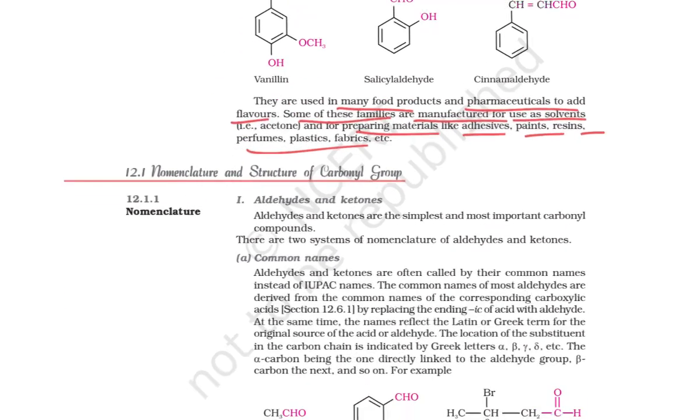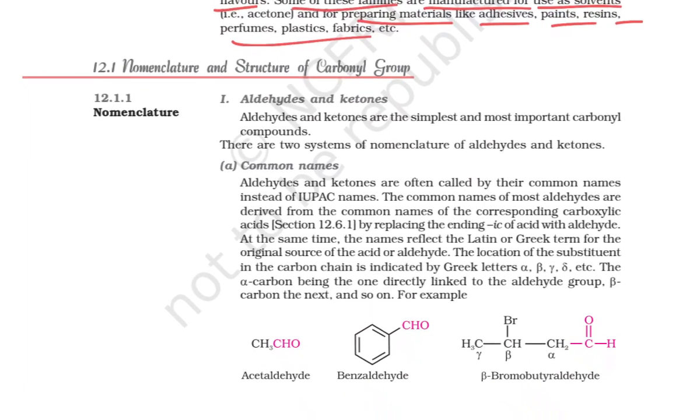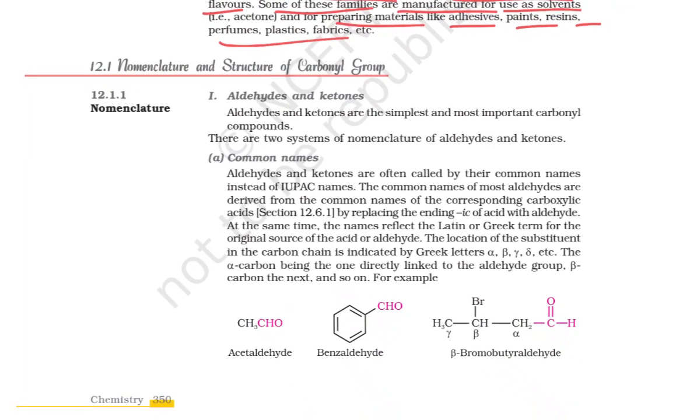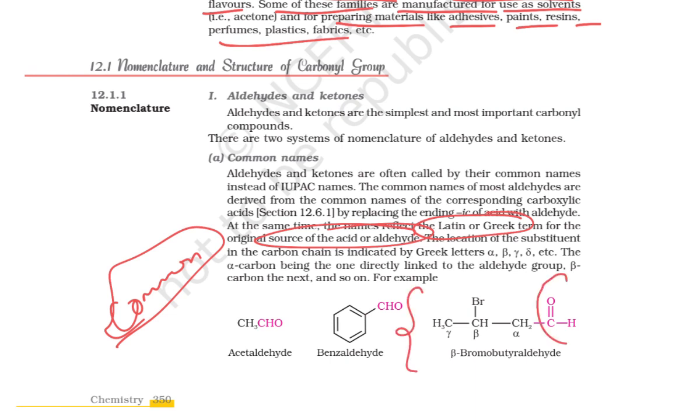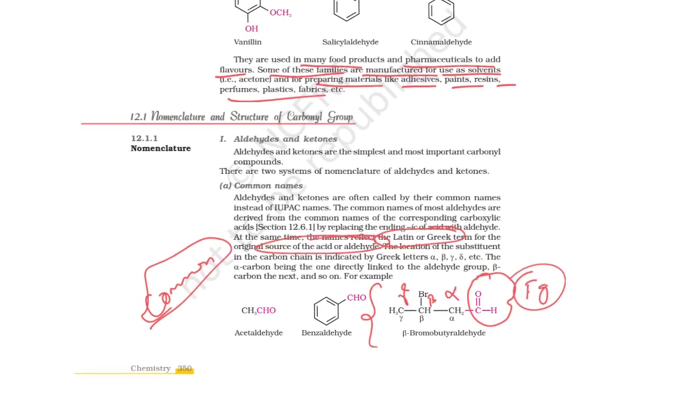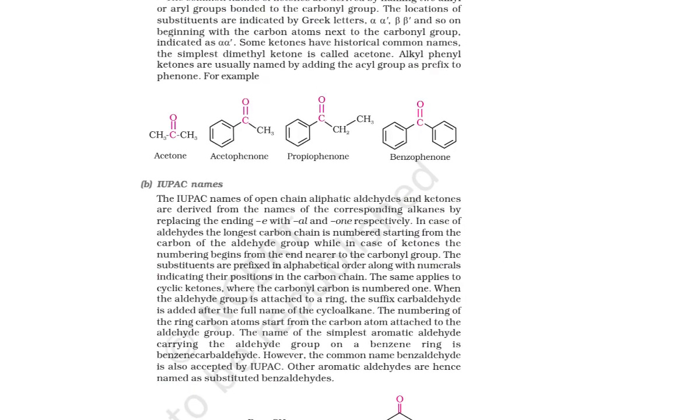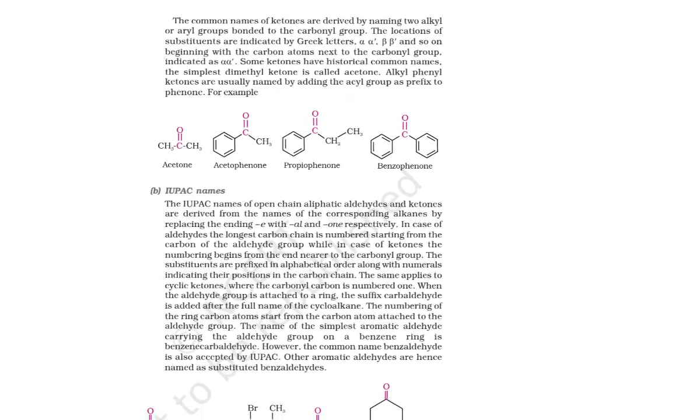Then there is nomenclature: common nomenclature and IUPAC nomenclature. Common names come from Latin and Greek terms, mainly from the source of the acid or aldehyde. What is more important is the functional group. The carbon near the functional group is alpha, the next is beta, then gamma. You need to understand this in the case of common names. The name itself is not that important, but the IUPAC naming system is more important.